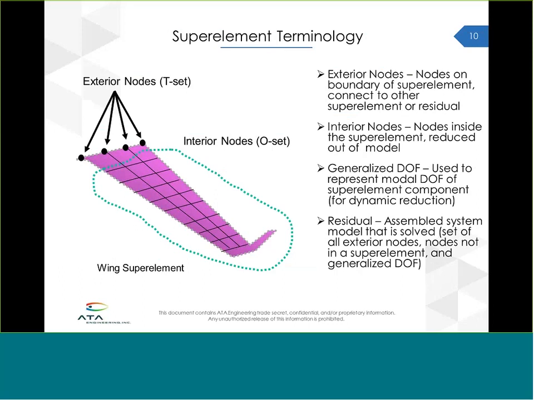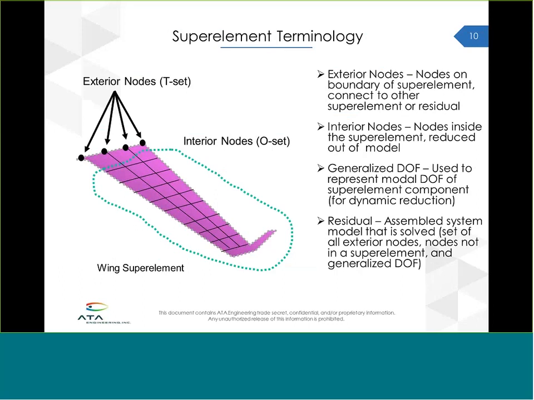So just in terminology, we're not really going to get too deep into the terminology, but this kind of helps frame the idea of superelements. In this case, you have a wing and you're starting with a detailed finite element model. When you make a superelement, you first have to decide what are going to be your exterior nodes, exterior points. In Nastran sets, that's called the T-set. You'll see that referred to as the boundary degrees of freedom as well. But basically, that's what's left over after you've done your reduction.